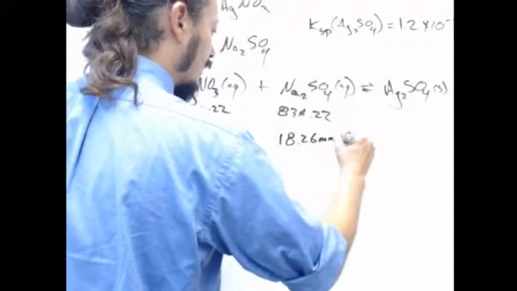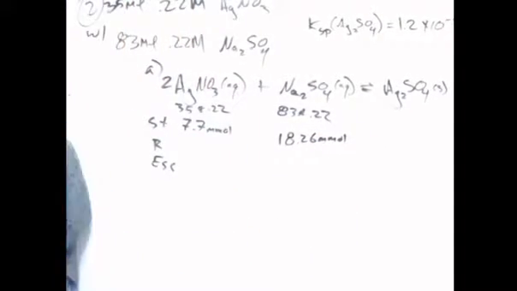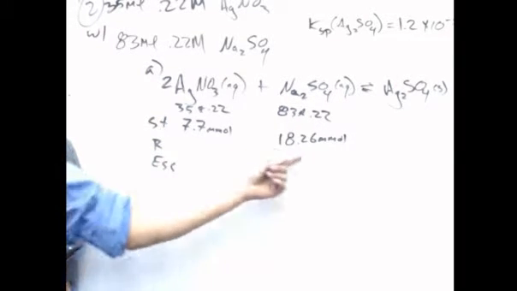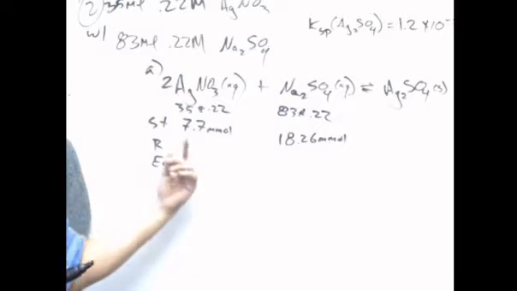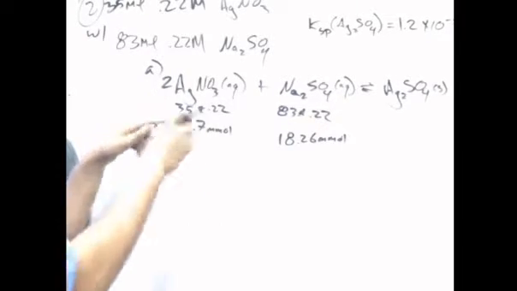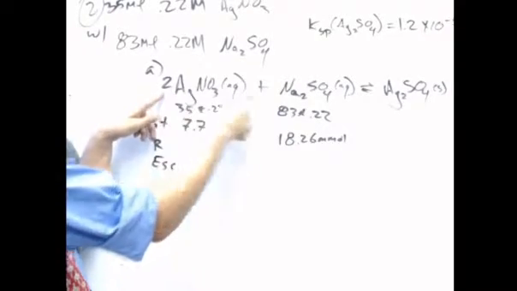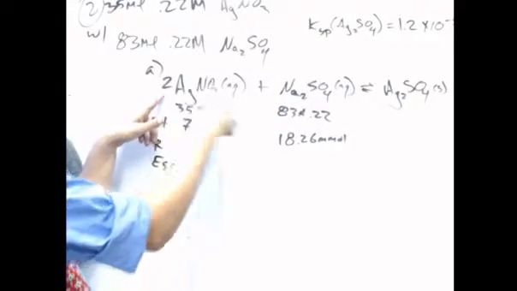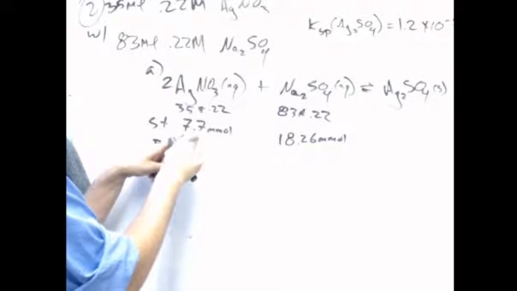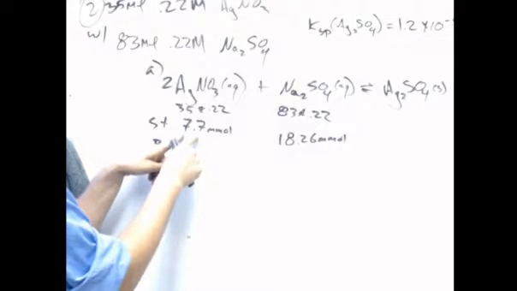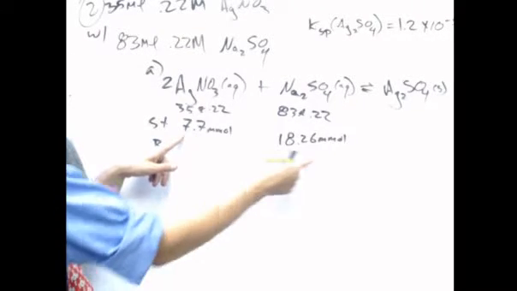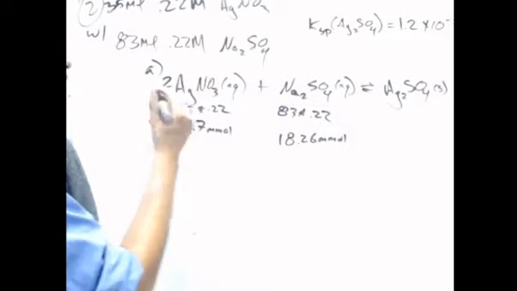(18.26 millimoles). Now, I look at this, and I'm just going to do some mental math. I say if I double it, I need twice as much. Based on the recipe, the chemical equation, I need twice as much silver nitrate as sodium sulfate. If I doubled my silver nitrate, I would only have 15.4. That's not double, so I know my silver nitrate is going to be limiting.